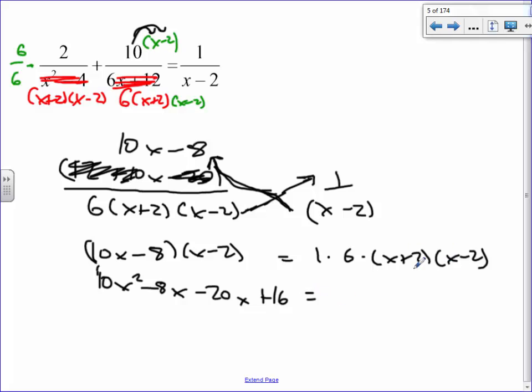And on this side over here, this was a difference of squares. Now this was x squared minus 4. I just need to times it all by 6. So let's make it 6x squared minus 24. You can kind of follow my little, I'm trying to save some time here.